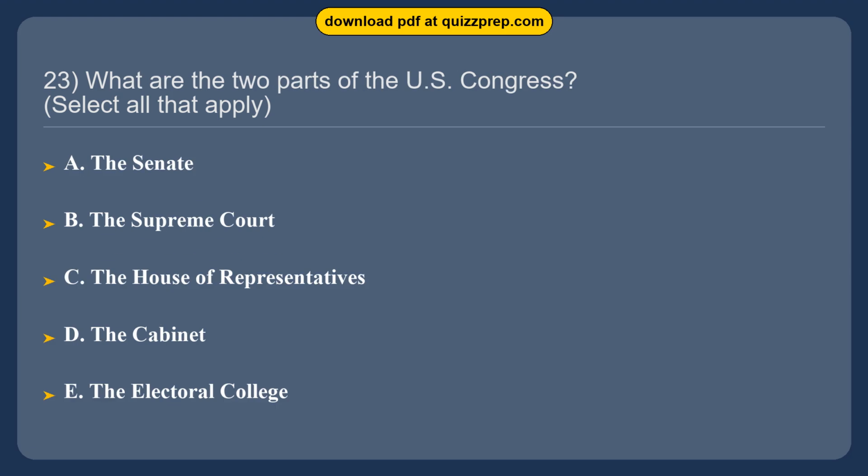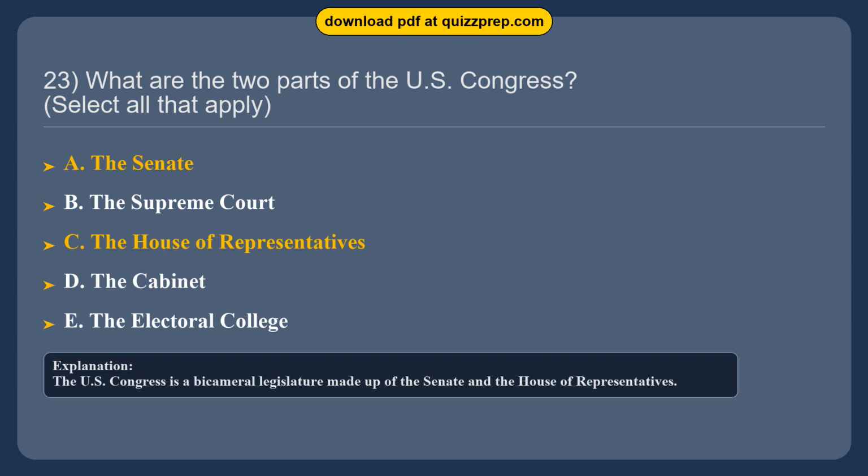Question 23. What are the two parts of the U.S. Congress? Option A, the Senate. Option B, the Supreme Court. Option C, the House of Representatives. Option D, the Cabinet. Option E, the Electoral College. The correct answers are options A and C. The Senate, the House of Representatives. The U.S. Congress is a bicameral legislature made up of the Senate and the House of Representatives.